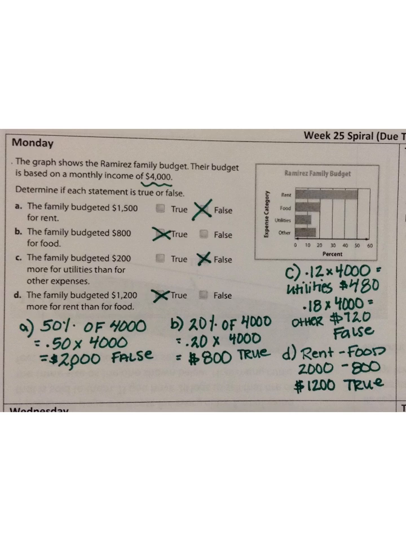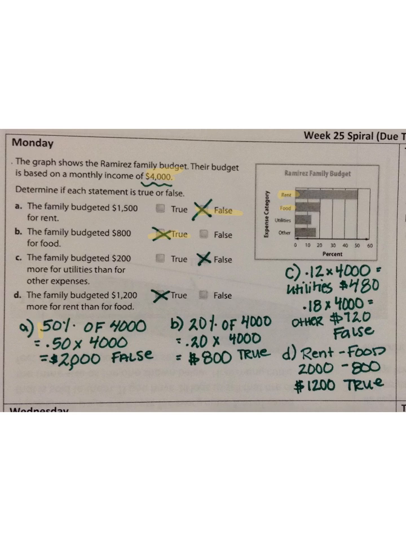So this is a problem where you're going to use percent of a number. Starting down here for A, I looked at the graph, and for rent, 50% of this $4,000 is going to that. So I found 50% of $4,000, which is $2,000. So that one is false. For B, for food, I see food is 20% of the budget. So I found 20% of 4,000, multiplied 0.20 by 4,000, and I got 800.